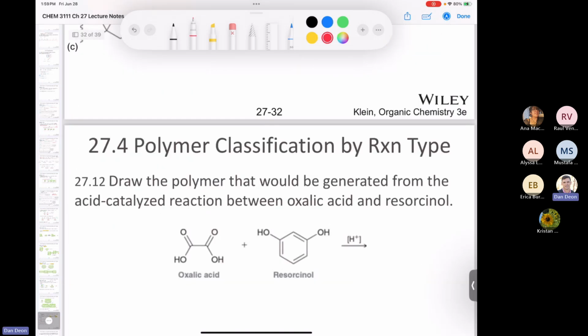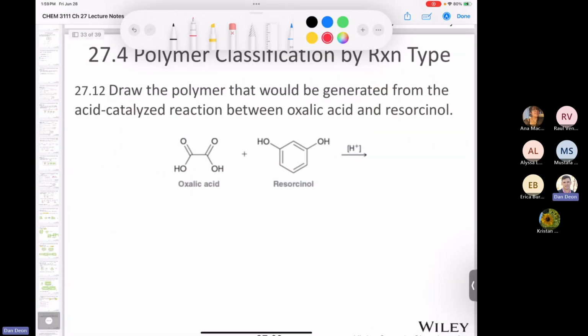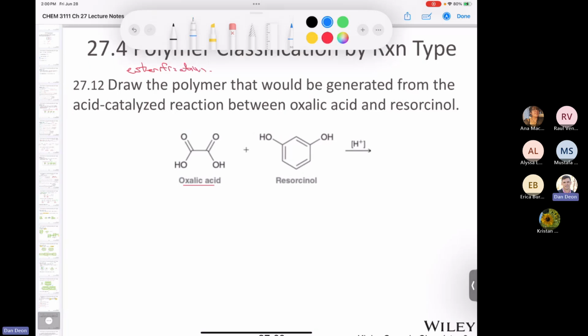All right, let's try another one. It says here, draw the polymer that would be generated from the acid catalyzed reaction between oxalic acid and resorcinol. So of course, this is going to be a condensation polymer, right? Because you're going to make an ester. This is going to involve esterification.